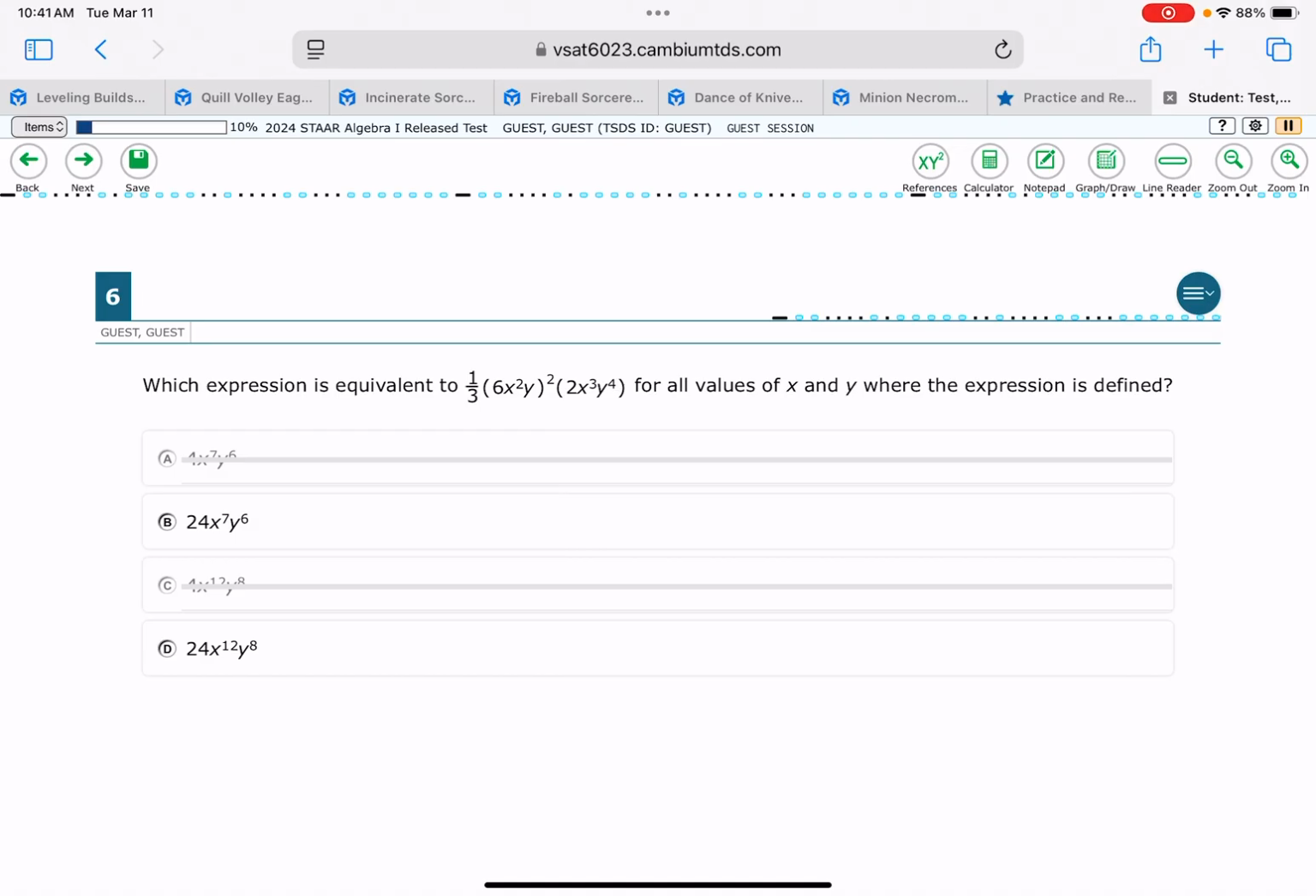Now let's look at our x variable. So we have x to the 7th and x to the 12th. All right, so I need to take that x to the second power, times 2. The power rule says we multiply the exponents, so that becomes x to the 4th. Now, the second parentheses has x to the 3rd. So that becomes 4 plus 3, which gives us 7. And that is our answer choice B.